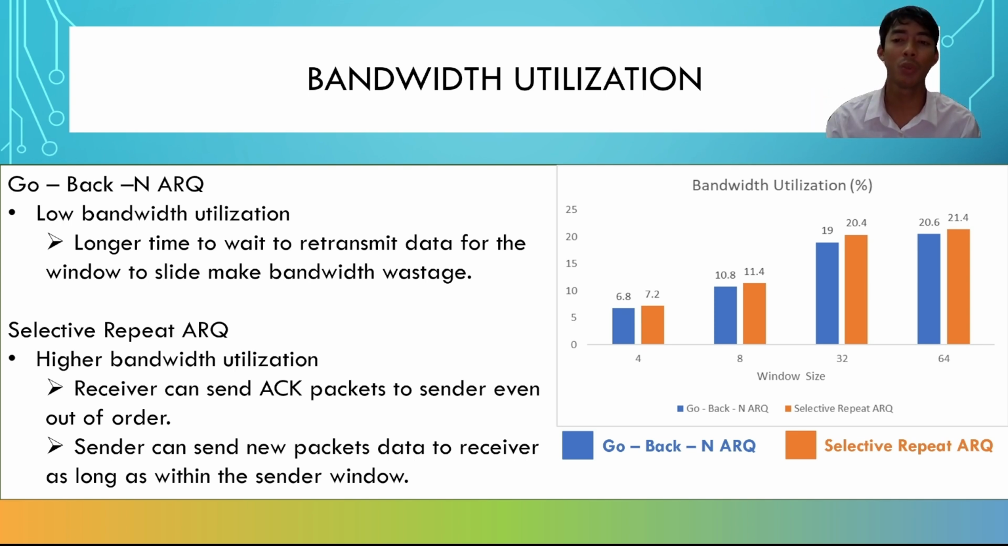Each small group will be retransmitted over and over again, so it takes a longer time to wait to retransmit the data. In Selective Repeat ARQ, you have higher bandwidth utilization. The receiver can send ACK packets to the sender even out of order, and the sender can send new data packets to the receiver as long as they are within the sender window.